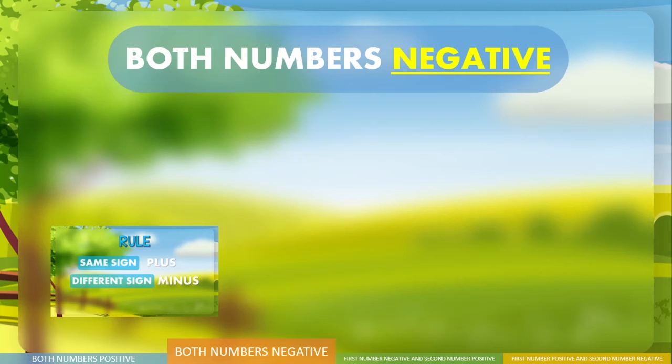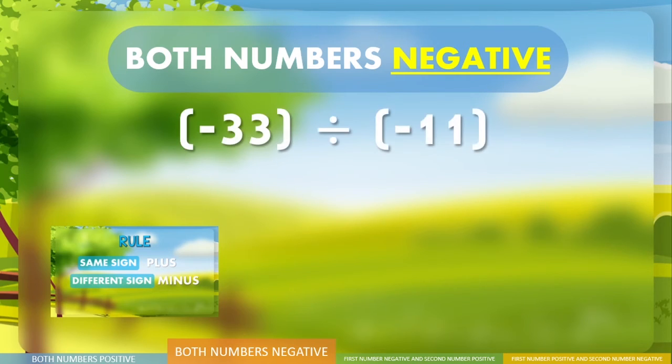If both the numbers are negative, what do we do? Here we have -33 divided by -11. Now we have the same sign, so we put a positive sign in front of our answer. When we divide 33 by 11, we get 3. So when we put a positive sign in front of 3, we'll get +3. Or we can ignore the positive sign and keep 3.